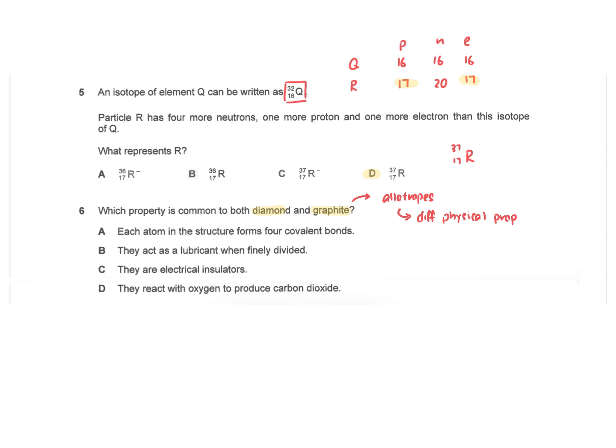Okay, the other thing to remember is that allotropes, they actually have the same chemical properties. That means they will undergo the same reactions, and when they undergo the same reactions, they form the same products. So over here, if you look at the 4 options, there's only one option talking about a chemical reaction or chemical properties, so that would be the correct answer.